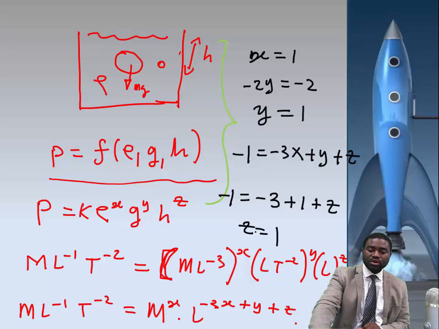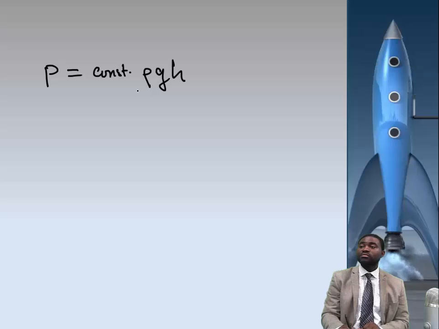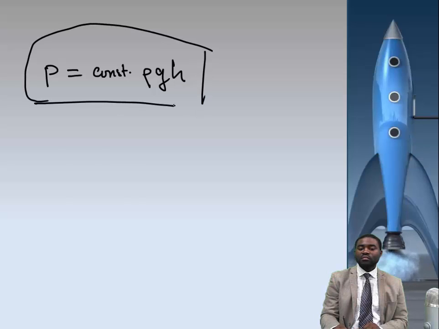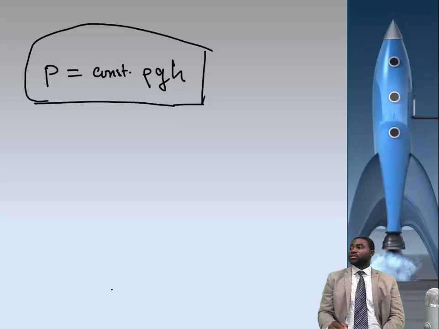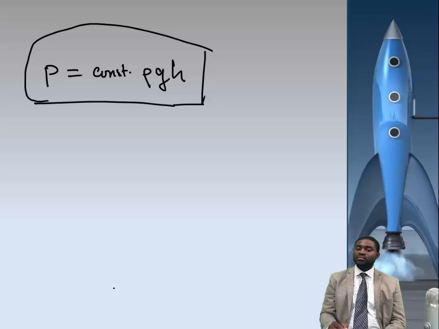And therefore, our formula boils down to a simple formula. P is equal to what? A constant, rho gh. This is our formula. P is pressure. This is rho, which is density. Let's do another.